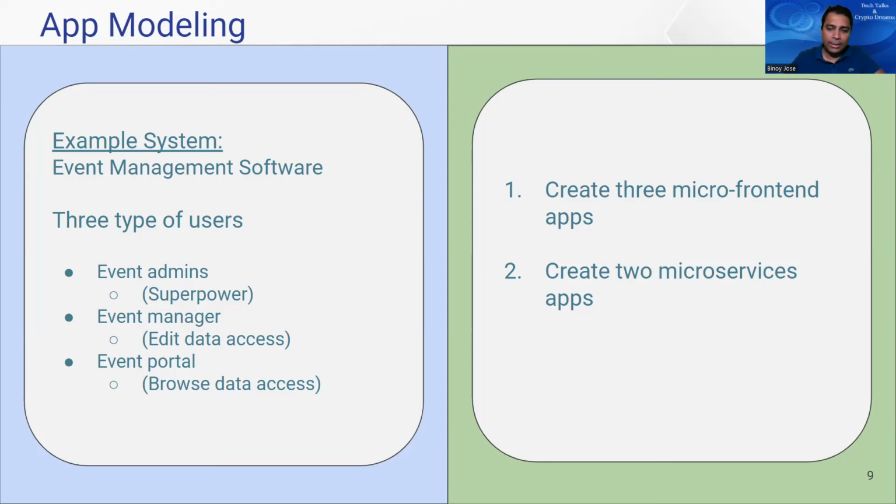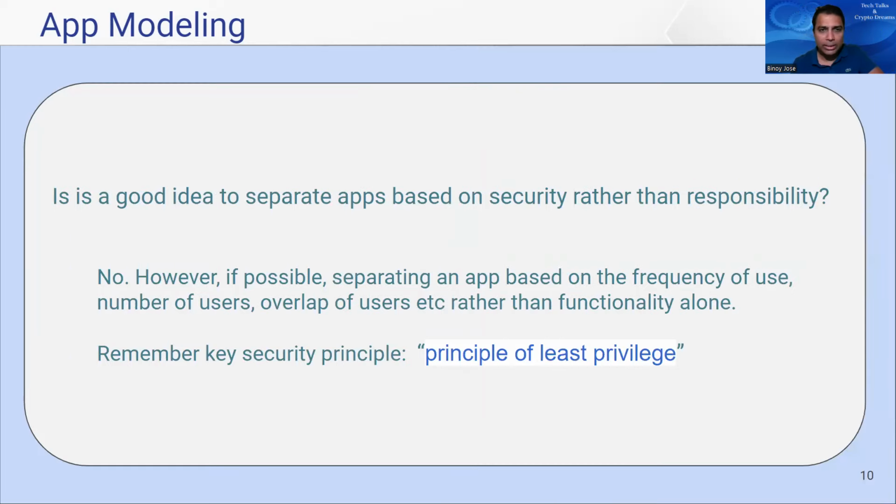So then I asked the question, is it a good idea to separate apps based on security rather than responsibility, right? Shouldn't, if product category is an important thing, product classification be the name of the app rather than product admin, right?